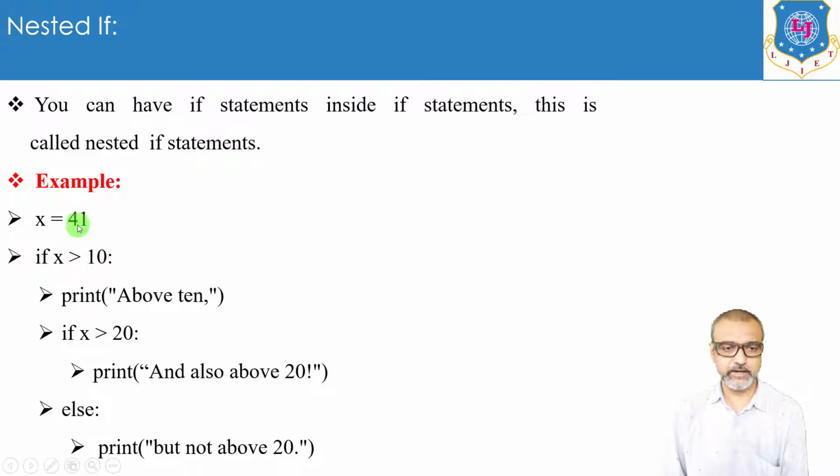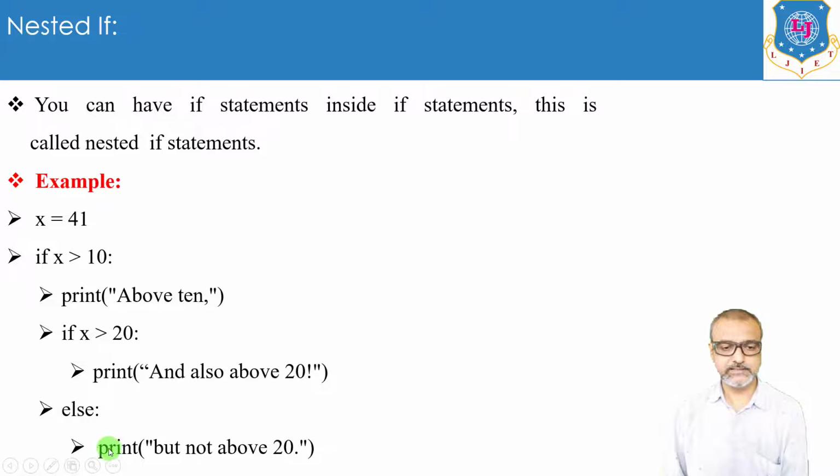Definitely you can see that 41 is greater than 10. So this statement will be executed. Now inside this if statement, I have an if else statement, right? So this is called a nested if statement. So if x is greater than 20, see 41 is greater than 20. So this condition is true. So this statement will be executed, that is "and also above 20".